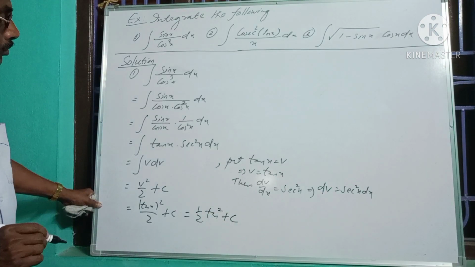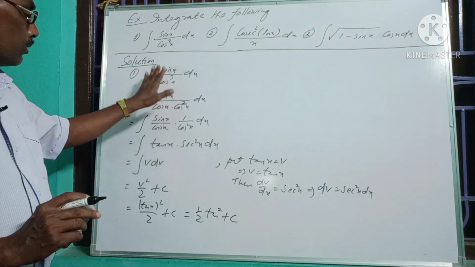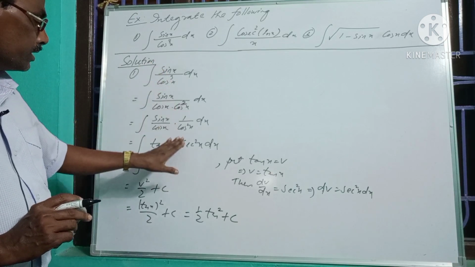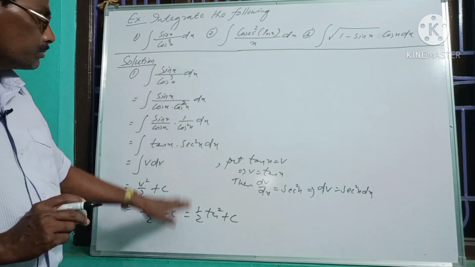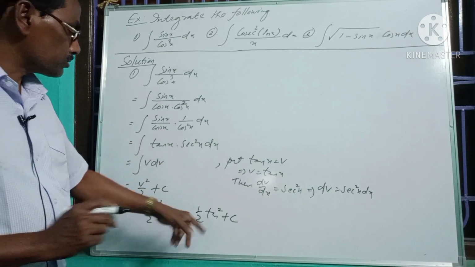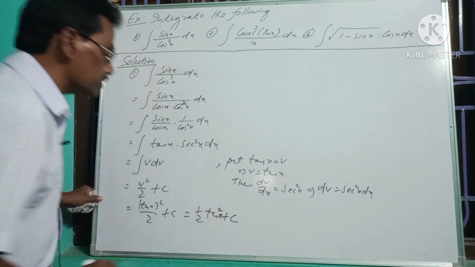So now we are at the point of completion, that is we have already integrated the function, which is half into tan square x plus c.